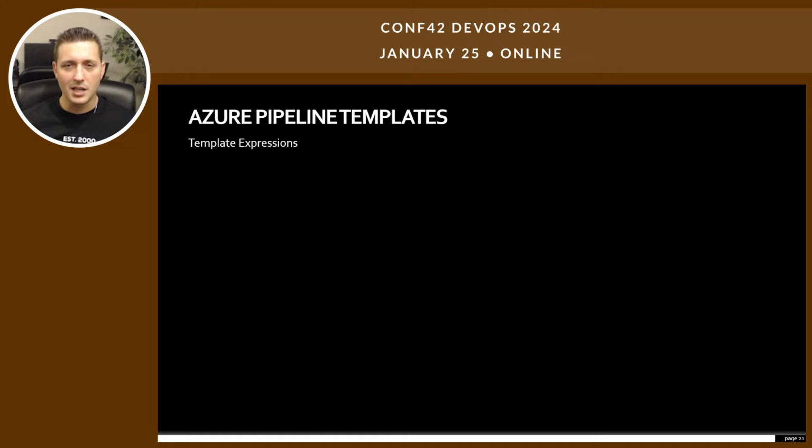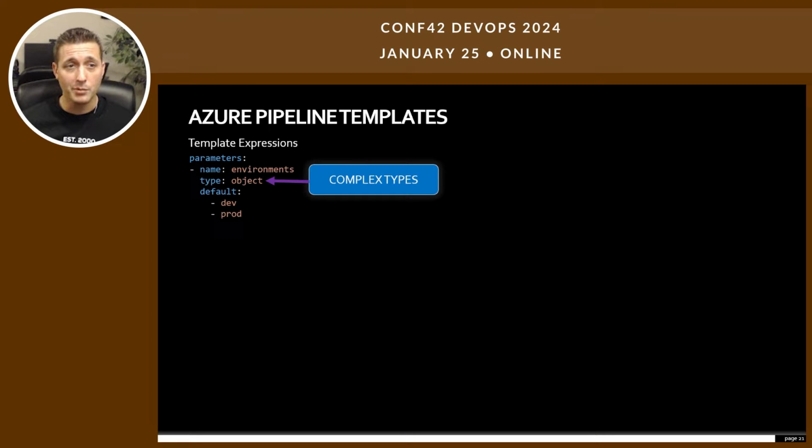Template expressions allow us to go one step further with how we think about our parameters. Here, recognize that we can have complex types. Our parameters can actually be of type object, and that object now can be a list. Notice that the default, not the restrictions, but the default here is saying, I'm going to pass you dev and prod. Here are all the environments I want to deploy to.